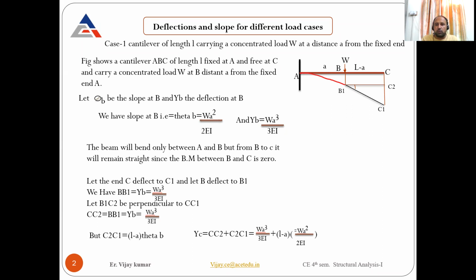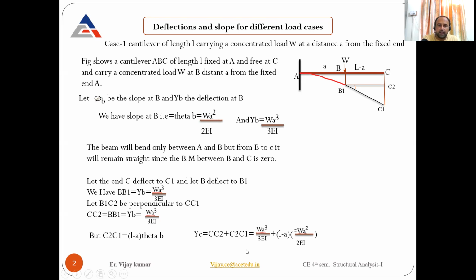So the first case we are going to look at here, one case is already discussed, that is a point load at a free end, which we discussed in the previous class. I'm not considering that once again. I'll start with the first case, which is a cantilever of length L.